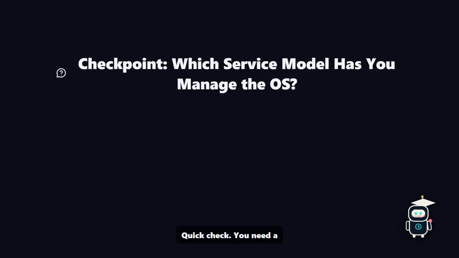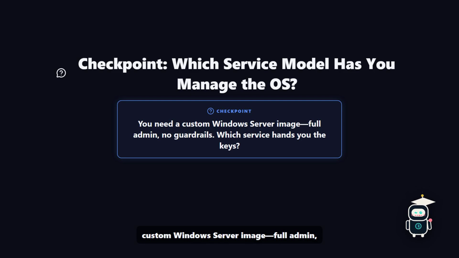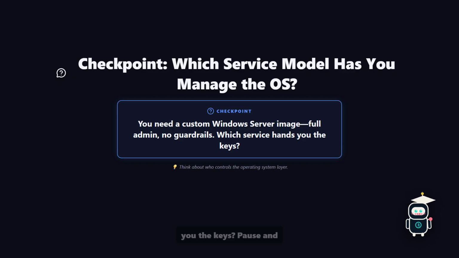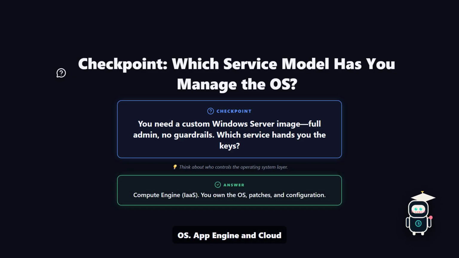Quick check. You need a custom Windows Server image, full admin, no guardrails. Which service hands you the keys? Pause and think. It's Compute Engine. IaaS means you own the OS. App Engine and Cloud Run abstract it away so they can't give you raw control.